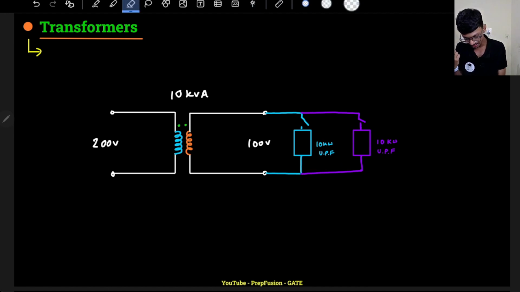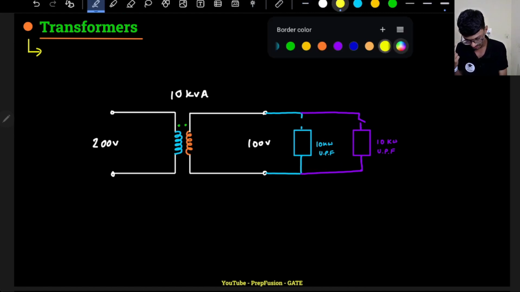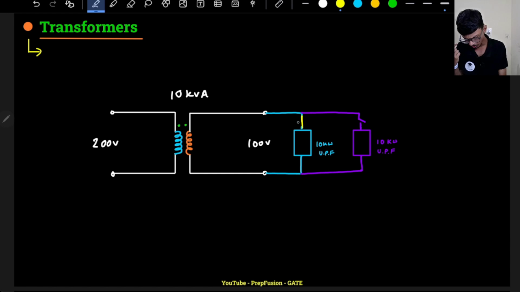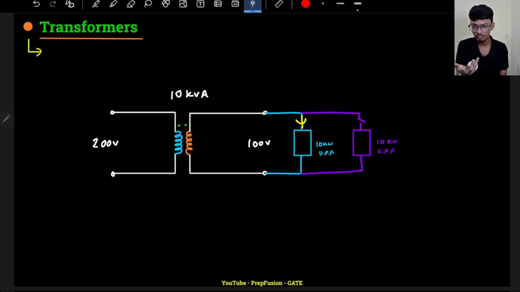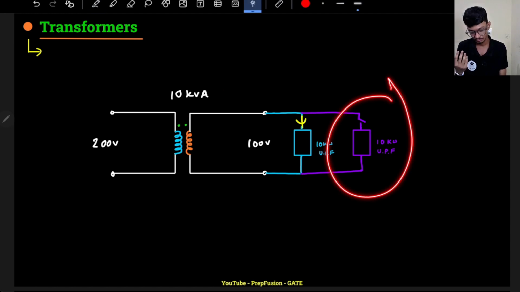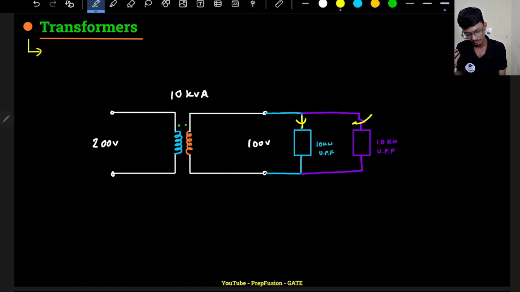So if I close the switch for this load, then no problem. It will be able to supply the power, right? Because this is rated at 10 kVA. Now, if another load is there, and I close the switch here, what will happen? Will this transformer be able to supply the power? No, it will not be able to supply because its rating is 10 kVA only. So this load will get some power, this load will also get some power, but the power will be divided, something like half. So I will not be able to give the full power to all the loads.